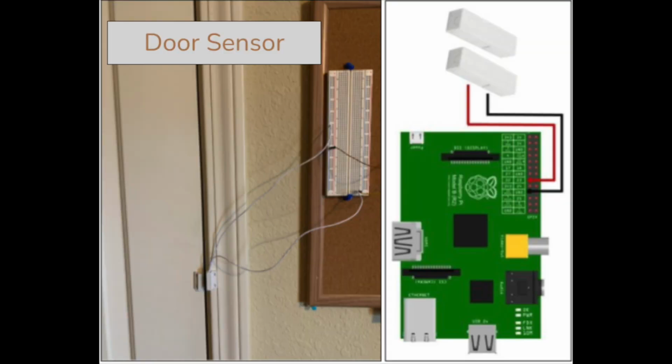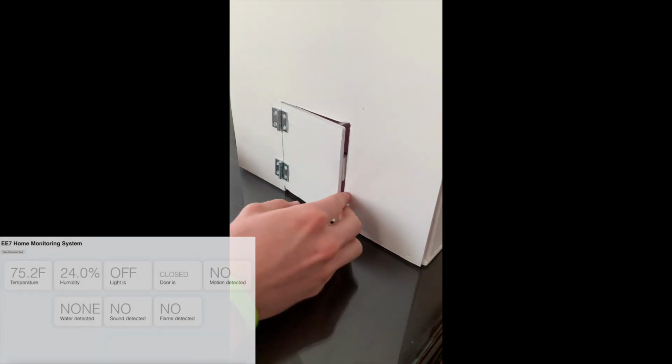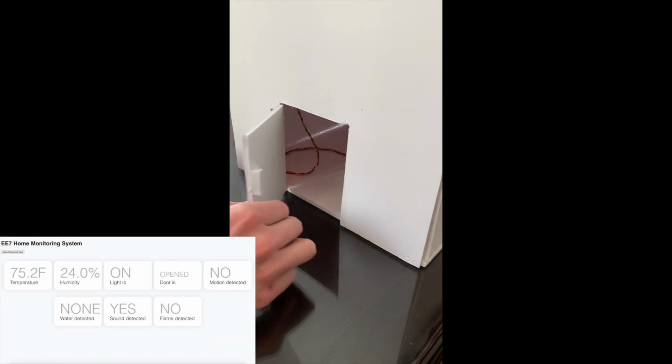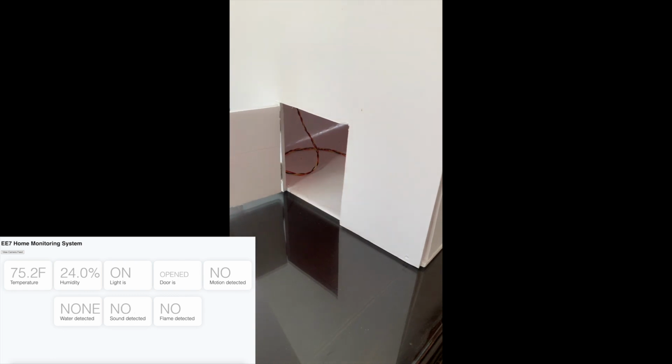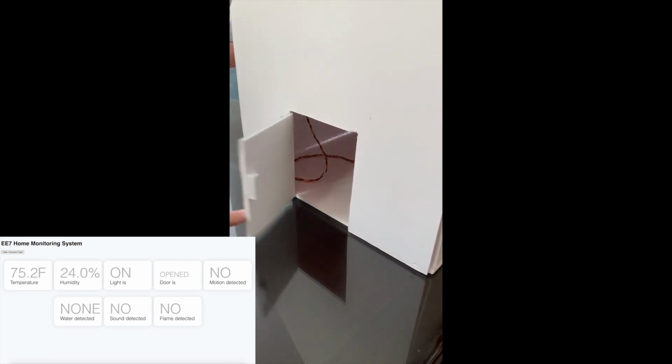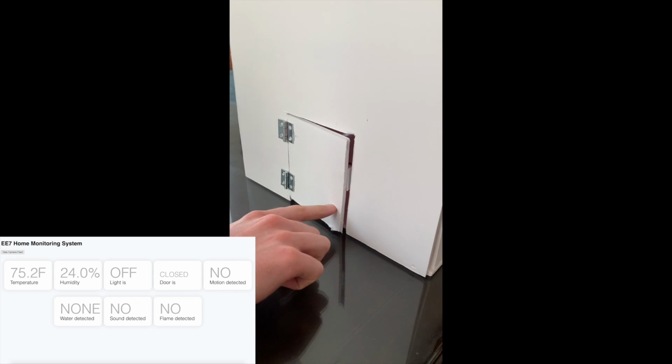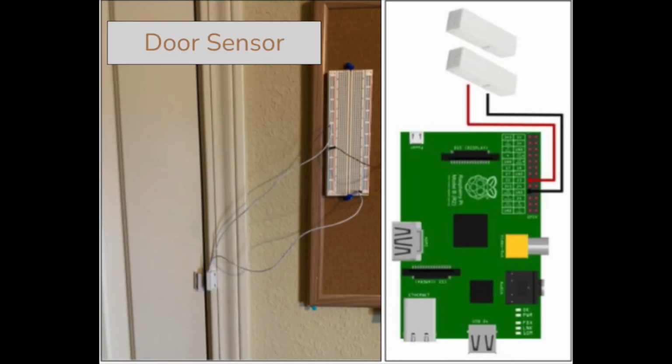The door sensor indicates whether a door or window is open or closed. The sensor functions as a normally open switch with a voltage across it. When the door is closed, the switch is closed as well, sending this voltage to 0. The Raspberry Pi reads this voltage and determines whether the door is open or closed based on its value.